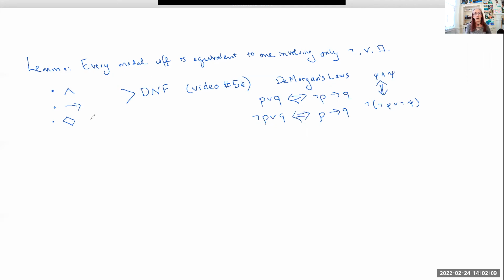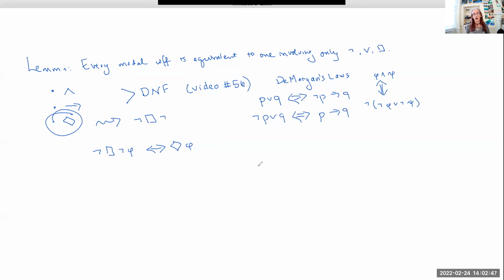Now we have the diamond that we need to consider, and this just recognizes one of our equivalences from some ways back, which is that not necessarily not phi is equivalent to possibly phi. So if it's not the case that everywhere you look, phi is false, well, then it means that there is at least one case where you can look where phi is true. So there you go.